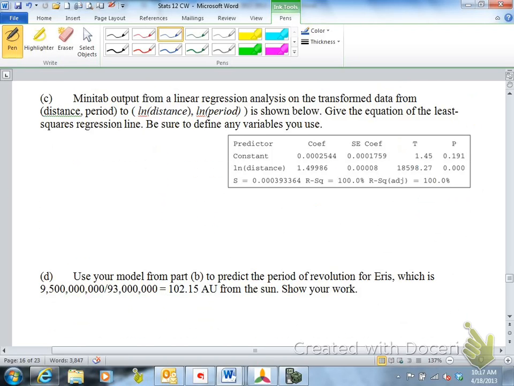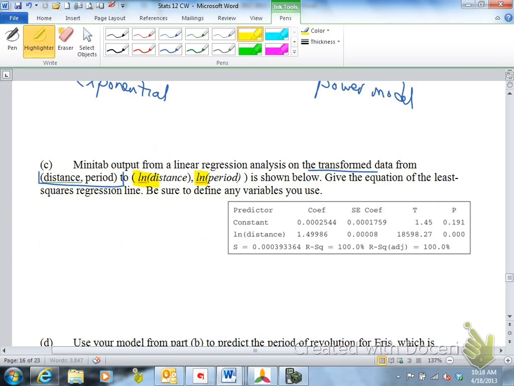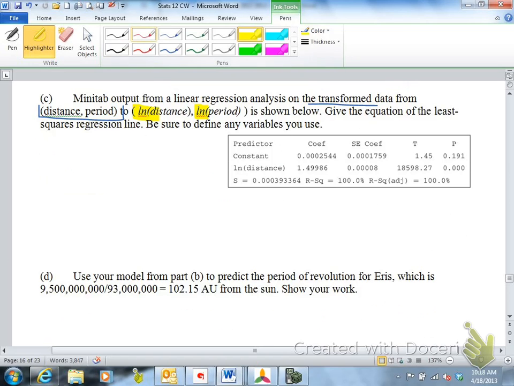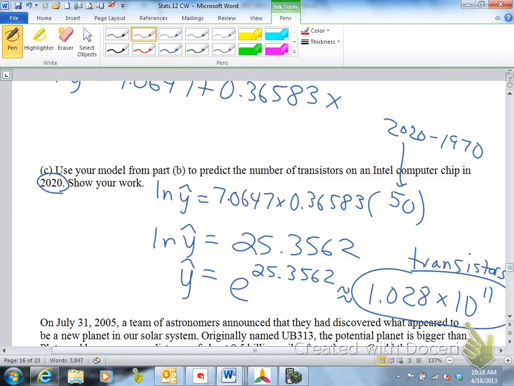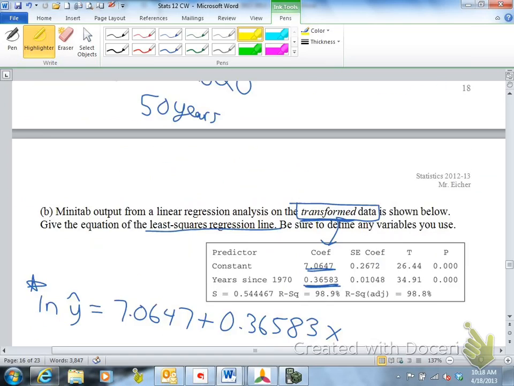We need to have output from a linear regression analysis on the transformed data, which is below. So it used to be distance to period, but then we ln'd both variables, just like we did right in this one: ln distance, ln period. Give the equation of the least squares regression line. In this case, it's going to look something like this example right here. So you're going to have ln y equals the y-intercept plus the slope, ln x. So you're going to have two ln's, and we're going to have to solve that.